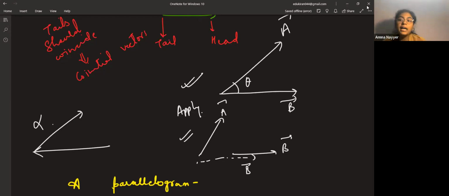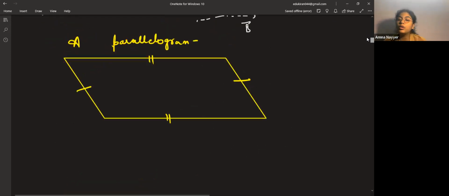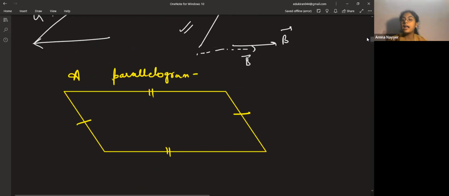Fine. And one more thing, how do you write a parallelogram law? Before coming to its law, you should know what a basic parallelogram is. A parallelogram has both opposite sides equal. This side is equal to this side, and this side is equal to this side. Regarding their angles, opposite angles are equal. This angle is equal to this angle.